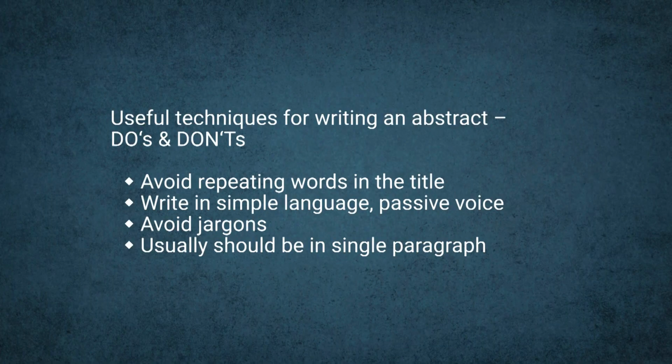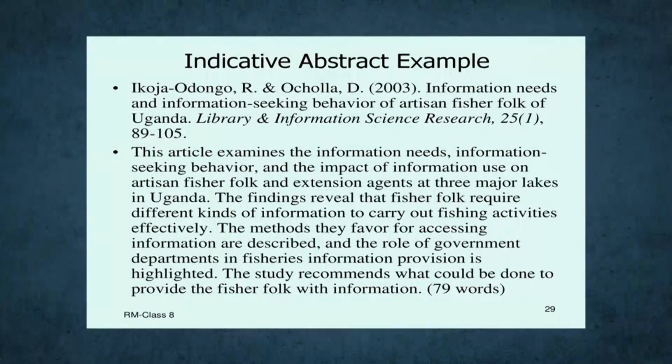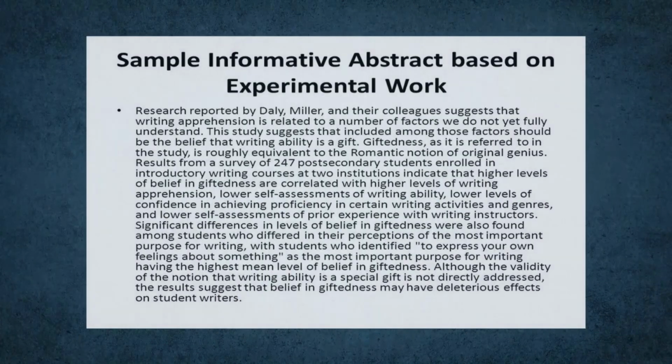Usually it should be in a single paragraph, that is another thing we normally follow. This is an indicative abstract, which is a little bit shorter in length, 79 words, whereas this is an experimental work defined in an informative abstract. In the bottom one, you can see that this is an informative abstract, and this is a much lengthier one.